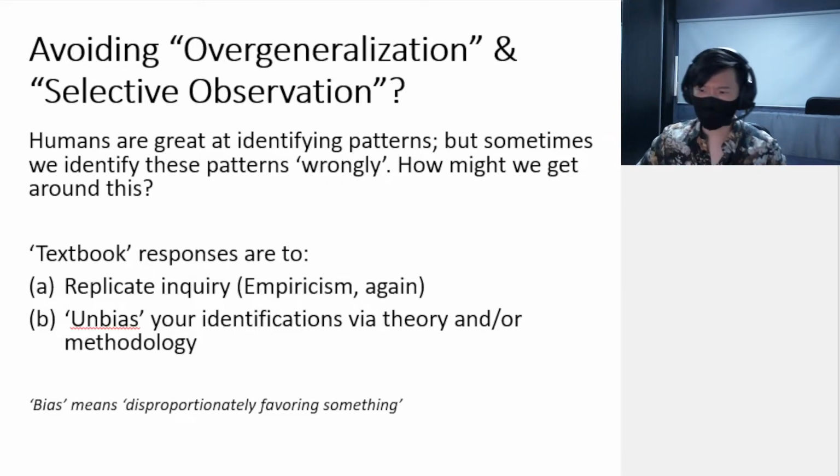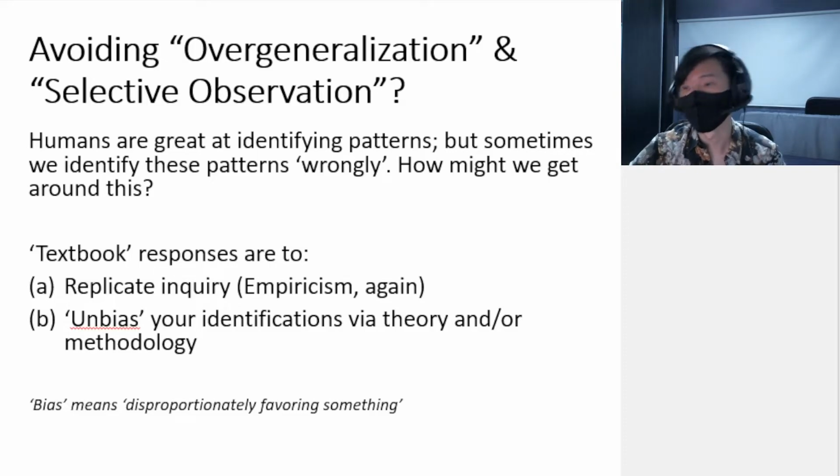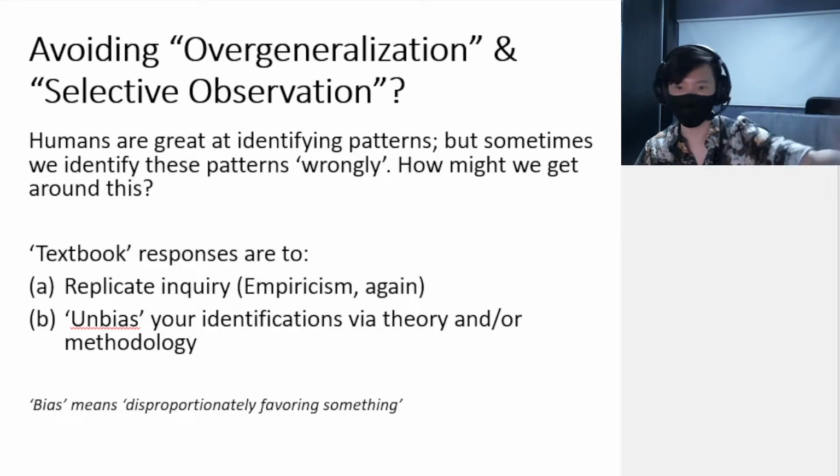And so what the textbook says here is that the problem with humans being so good at pattern recognition is that many humans will identify these patterns wrongly. And it says that to get around this, you revert to empiricism, you get many, many verifications. Replicate inquiry. But as already pointed out, having more people say the same thing as you doesn't necessarily help. That's just having a majority thing. But research is not necessarily about majority, right? It's about understanding what is going on there.